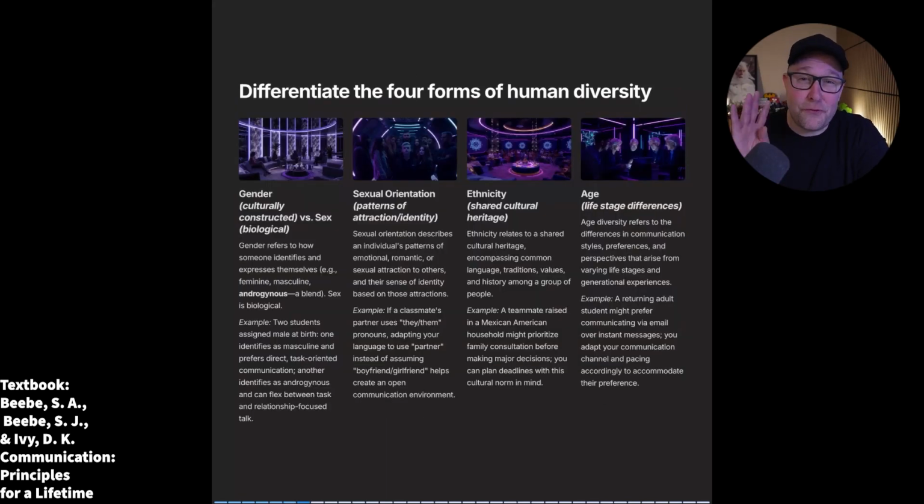So to review, the 4 forms of human diversity are gender, which is culturally constructed, versus sex, which is biological. Sexual orientation, which includes patterns of attraction and identity. Ethnicity, which is shared cultural heritage. And age, which is life stage differences.